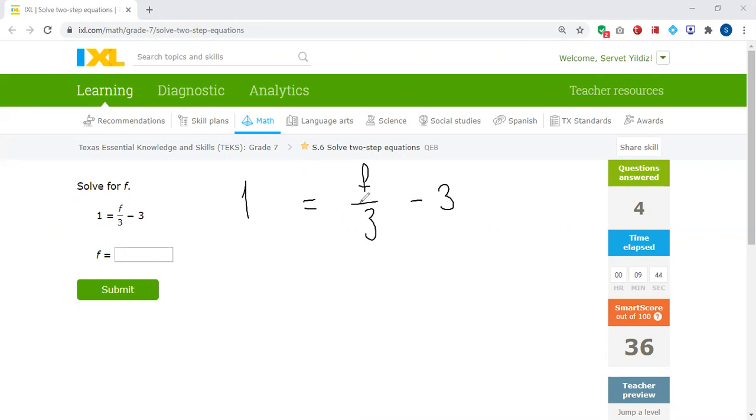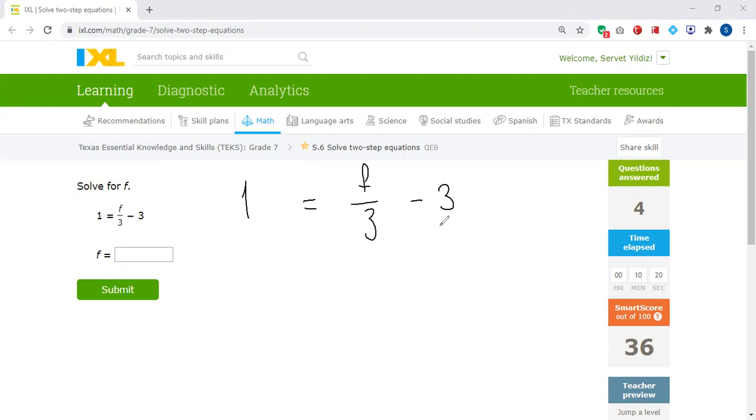Okay, so I have to add 3 to both sides because I want to get f, right? I'm going to get rid of this divided by 3, and then I have to eliminate negative 3 as well. But first, I have to eliminate this subtraction. So start eliminating with addition or subtraction, and then continue with multiplication or division.